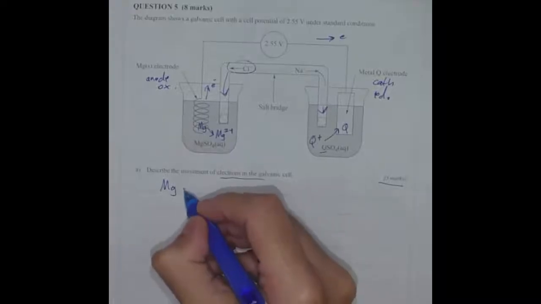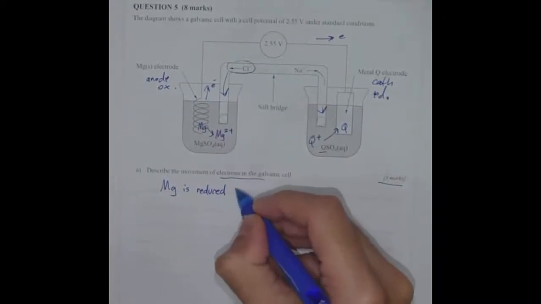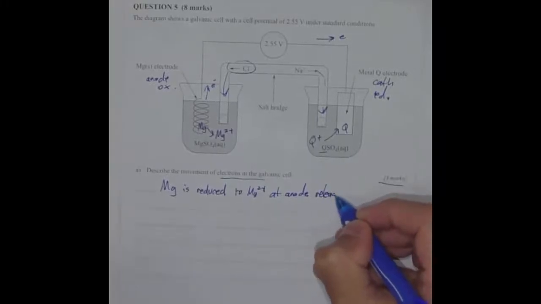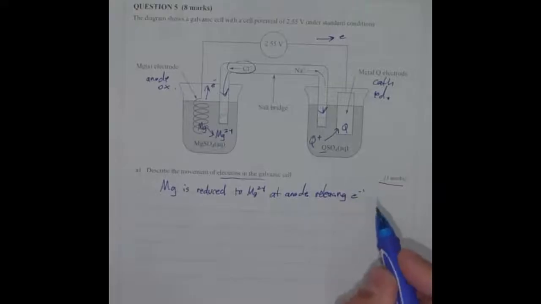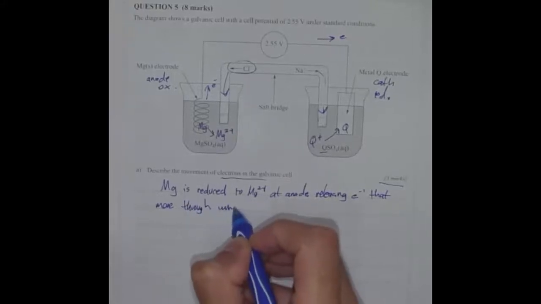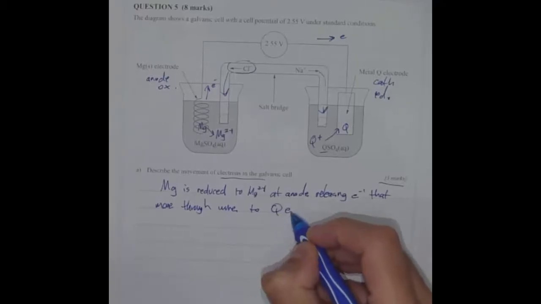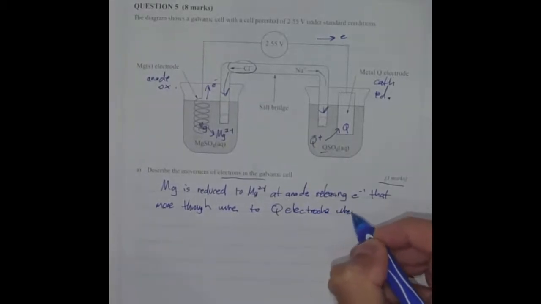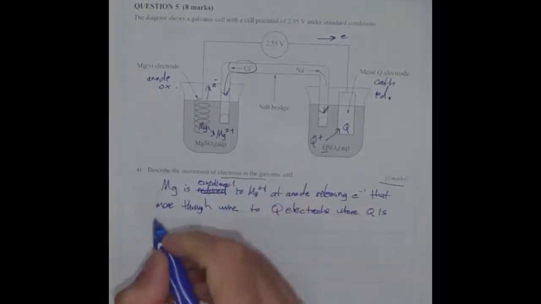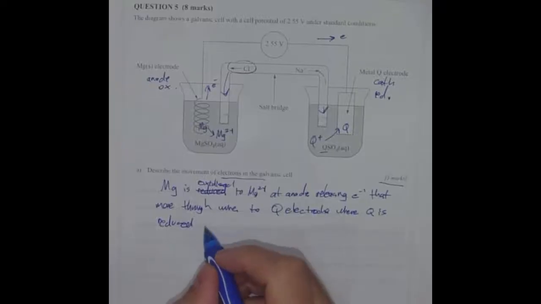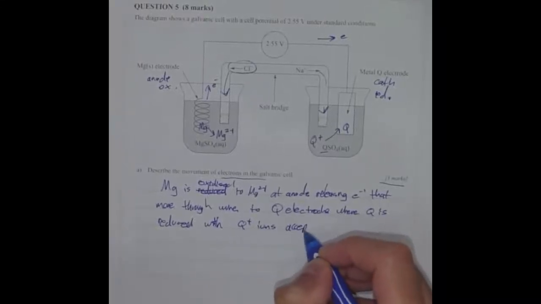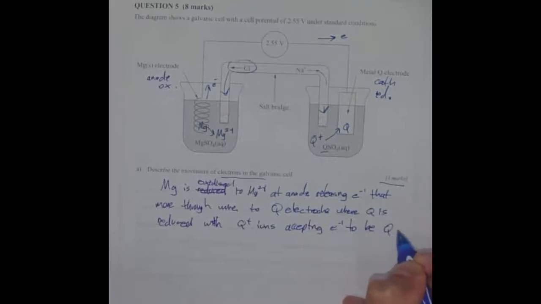So magnesium is oxidized to Mg2 plus at the anode, releasing electrons that move through the wire to the Q electrode, where Q plus is reduced, with Q plus ions accepting electrons to become Q solid.